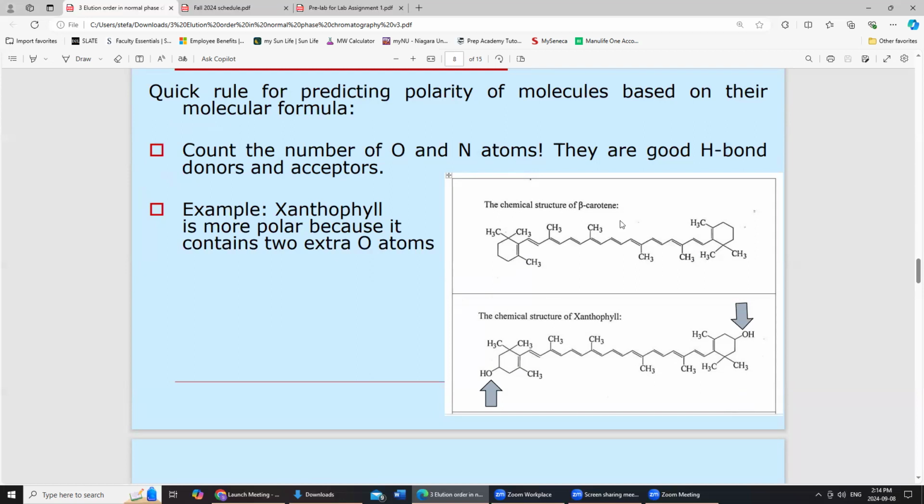And so let's see here. We've got beta carotene, right? And when we look at it, we don't have any oxygen or nitrogen atoms, right? So we can probably assume that it's not too polar, especially since it looks very symmetrical as well. Molecules that tend to be very symmetrical tend to be less polar, because any charges on one side tend to be balanced out by charges on the other side. So you don't get a massive difference in charge across the molecule because it's symmetrical.